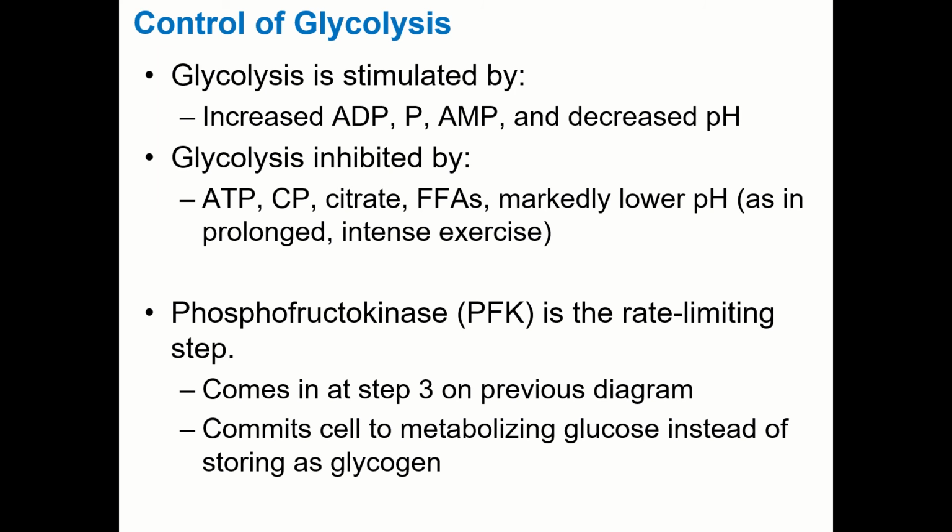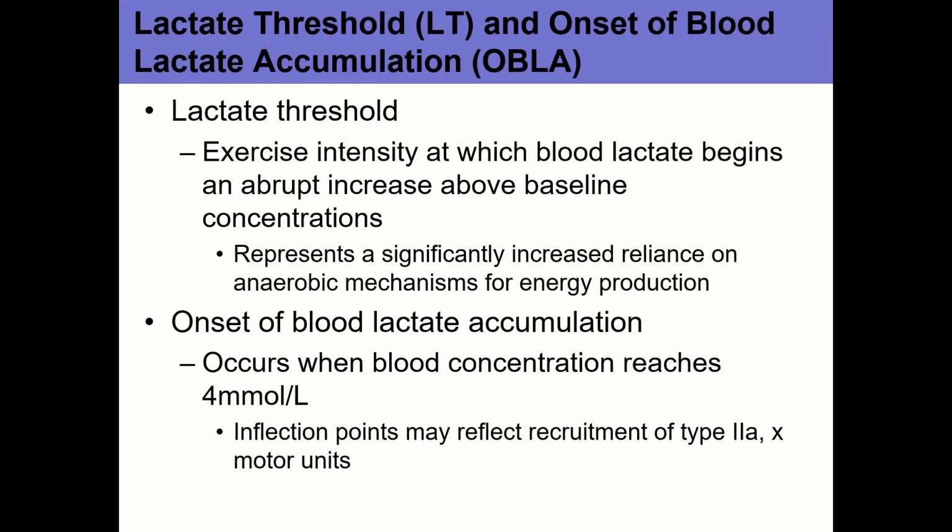So markedly lower pH. If the inside of the cell is really, really acidic, then that's going to stop glycolysis. Because if the inside of the cell gets too acidic, right, that can cause damage to the cell's membrane, can cause cell death. So there are brakes on this situation. As mentioned, phosphofructokinase, PFK, is the rate-limiting step, comes in at step 3, and it commits the cell to metabolizing the glucose instead of storing it as glycogen. So it can't go backwards after we go through step 3.